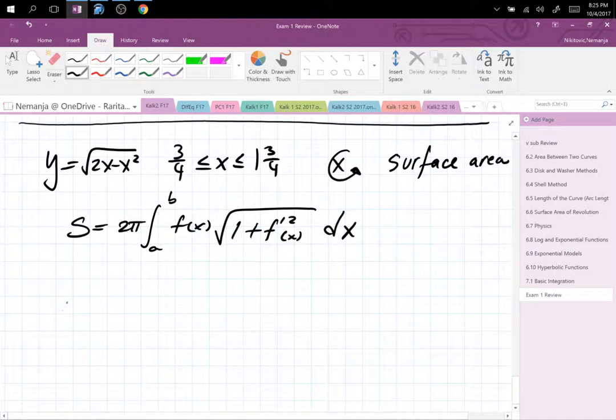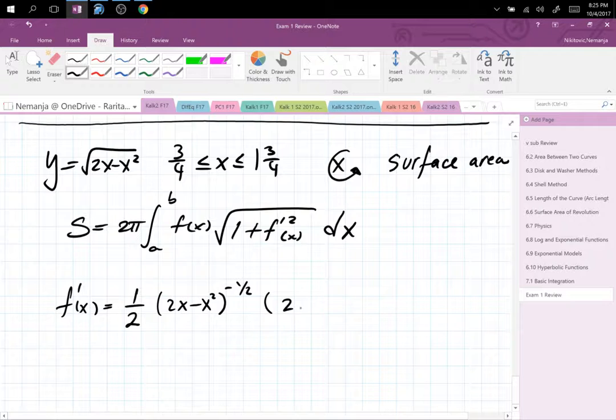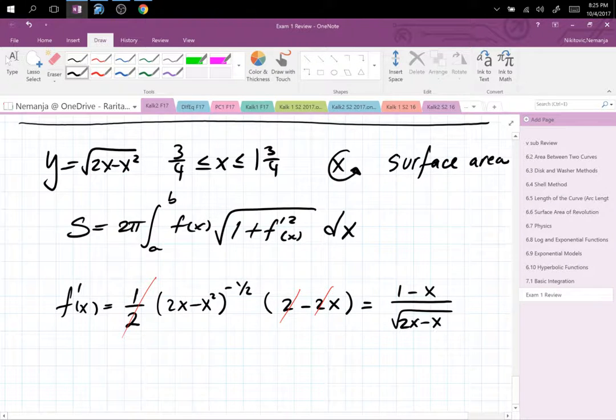First we find the derivative. So f prime of x is going to be, we have the chain rule over here, so 1/2 times 2x minus x squared to the negative 1/2 times the derivative of the inside. Now I can factor out 2, which will kill the half, and I have 1 minus x divided by the square root of 2x minus x squared. So that will be the derivative. 1/2 is cancelled with the 2 that I factor. When I factor 2, you get 1 minus x, and then this entire thing is just the square root in the denominator.